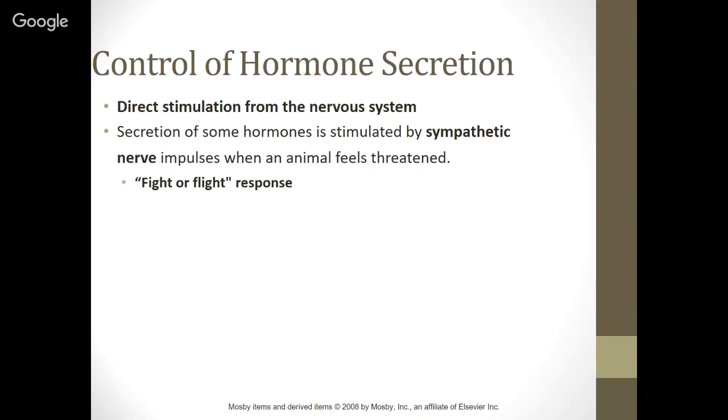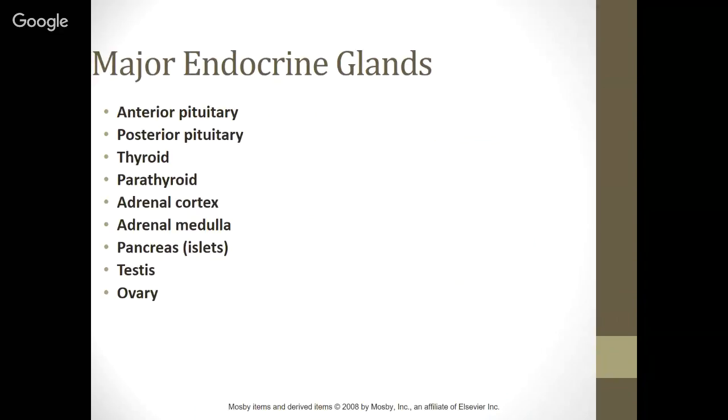Direct stimulation of the nervous system is part of what controls the hormone secretion. Secretion of some hormones is stimulated by the sympathetic nerve impulses when an animal feels threatened. So a fight or flight response is a result of endocrine stimulation by the sympathetic nervous system.